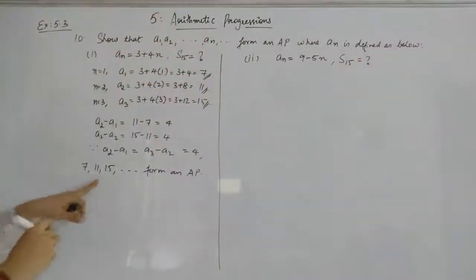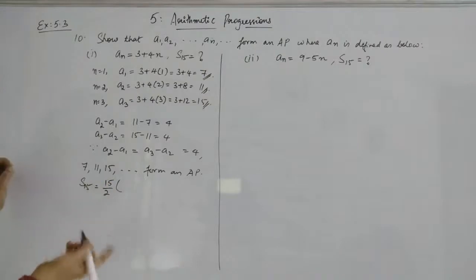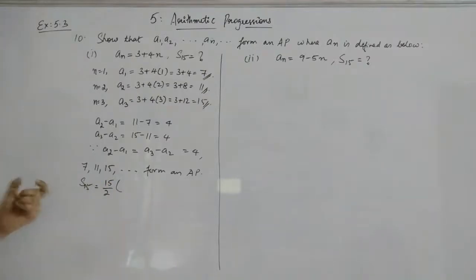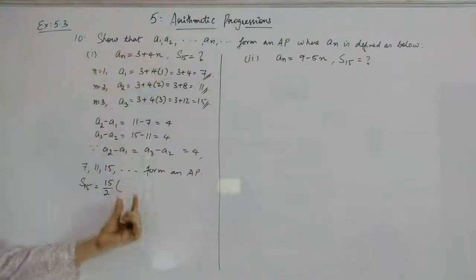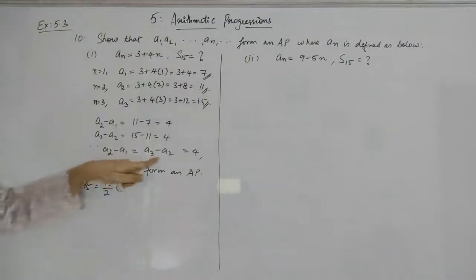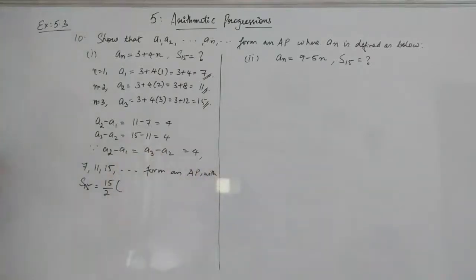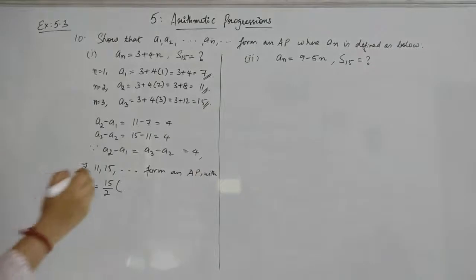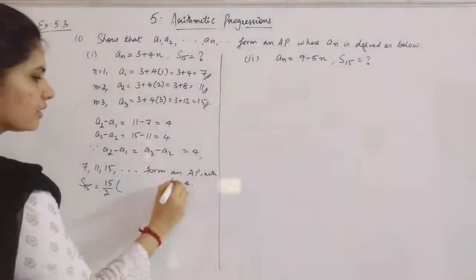So what you will get here, S15 is equal to 15 by 2 into, again you don't know what is the last term. If you want, you can just find out what is A15, replacing your n with 15 and then replace here with your formula a plus an, or else directly you know your d. This is acting as d. So d is, so forms an AP with common difference as 4.